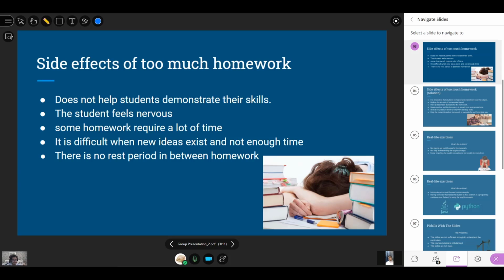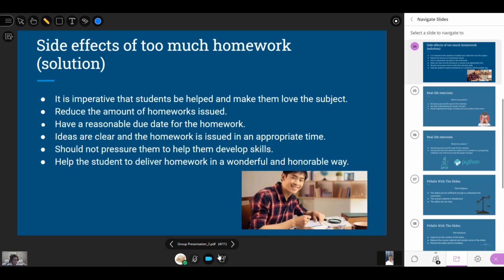We also face a difficulty with the due date of the homework because of its short duration, and in some homework we see new ideas that increase the difficulty. There is no rest period on homework. When you finish homework, after a few days new homework is issued, and that can cause the person to dislike the subject.